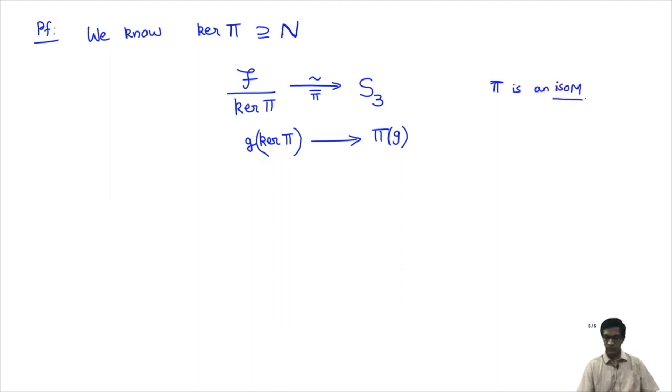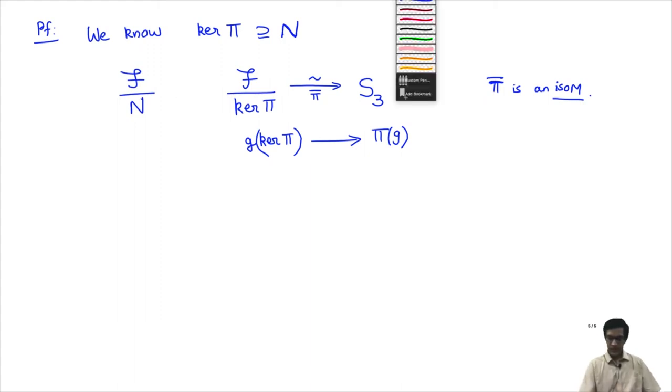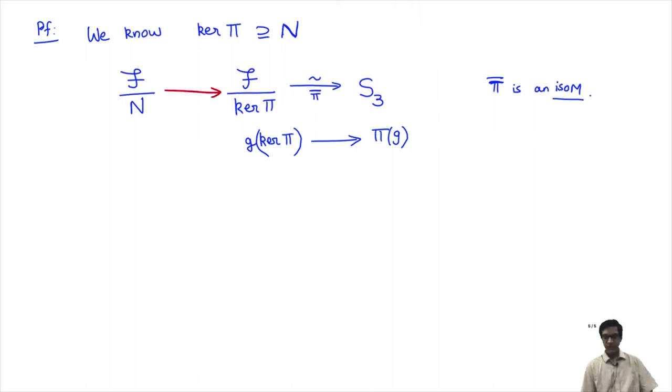Okay, it's an isomorphism. Now let's look at N now. So let's look at the quotient F by N. I claim that since N is contained inside the kernel of pi, there is actually a map from F by N to F by the kernel. And this is in fact a surjective map, so we usually indicate it by this double arrow here.